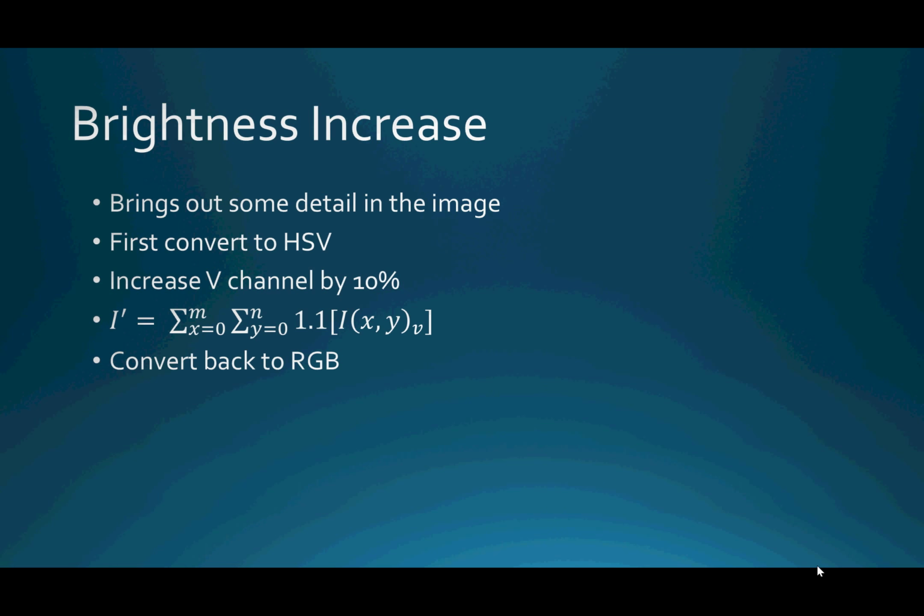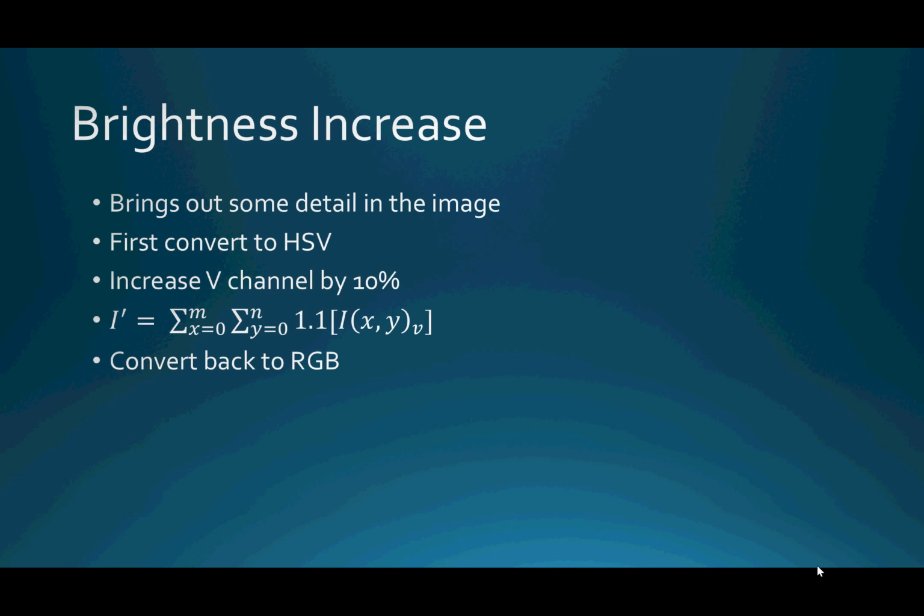To increase the brightness, I first converted to the HSV colour space. The reason I did that was because if you stayed in RGB and just increased the intensity values of each channel, then you'd end up with a really washed out effect, and it would affect the actual colour of the image, which I didn't want to do.